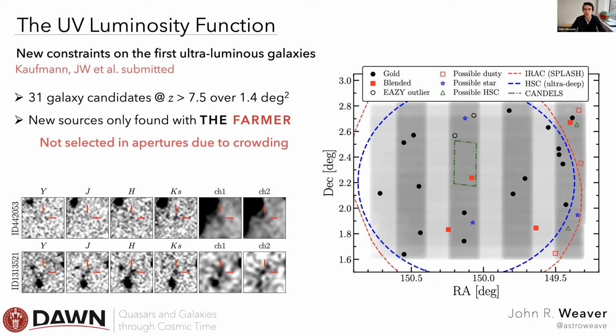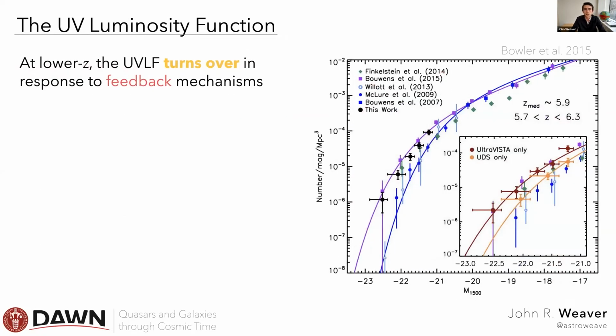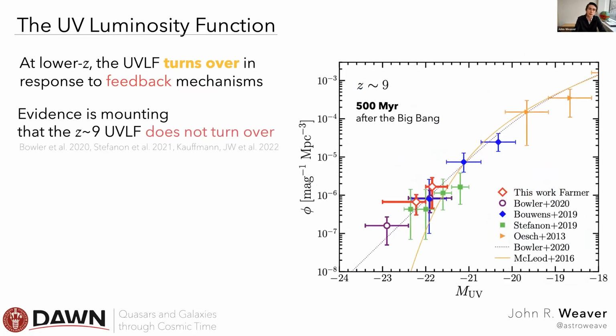Importantly, we find new sources only found with our model-based photometry in The Farmer, which were not selected in the apertures due to crowding in the bluer bands, which does not permit a high redshift solution. Now, in terms of the science, we know at low redshifts, the UVLF turns over in response to feedback mechanisms or other mechanisms, as is discussed in the literature, just an example shown here. However, we show that we contribute to the mounting evidence that at redshift 9 or so, the UVLF does not seem to be turning over.